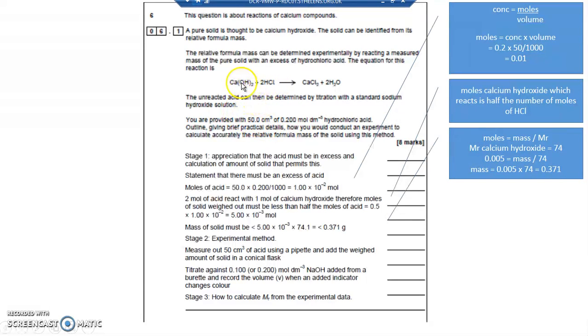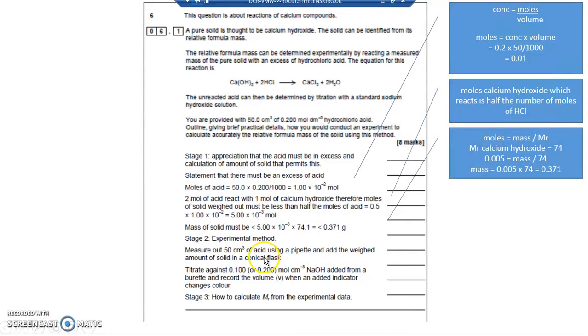However, in the question it says that you've got excess acid, leftover acid. That amount of calcium hydroxide would use up all of the acid, so we need something less than that, less than 0.371 grams. Anything less than that would leave some of the acid left over. The next stage then is you've got to get this leftover acid and measure it out. So we're going to measure out 50 cm³ using a pipette.